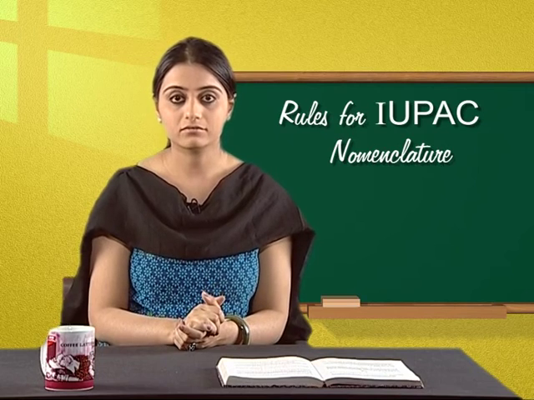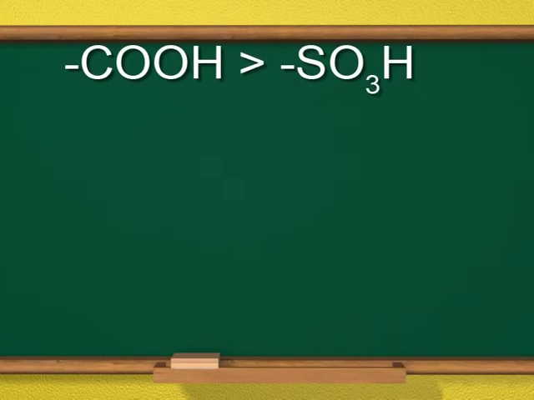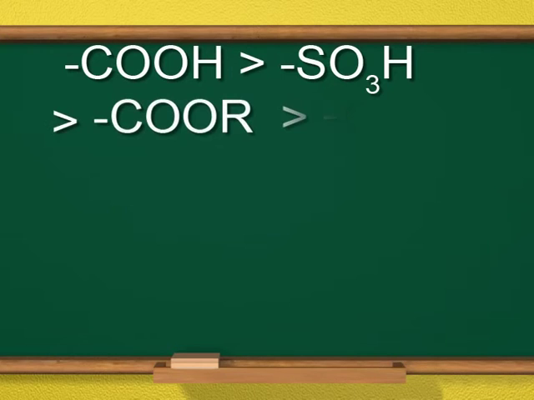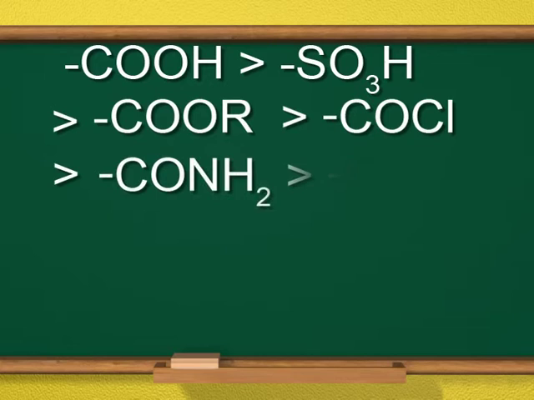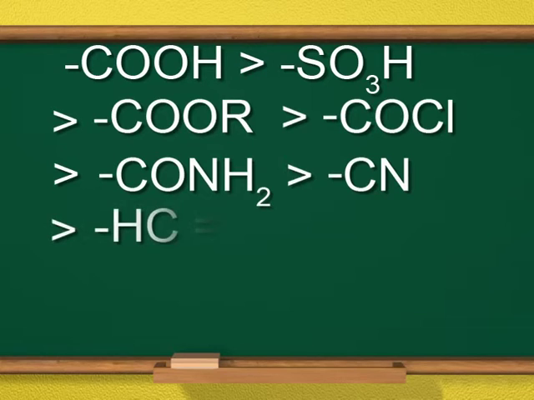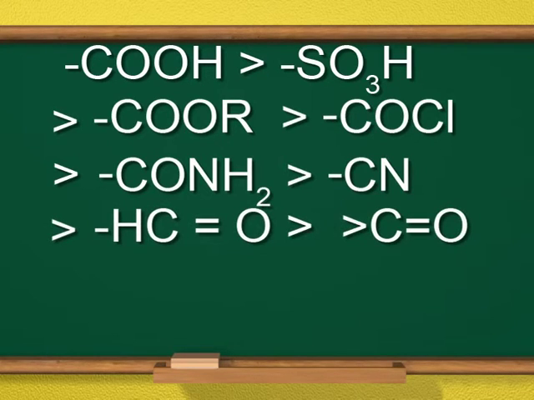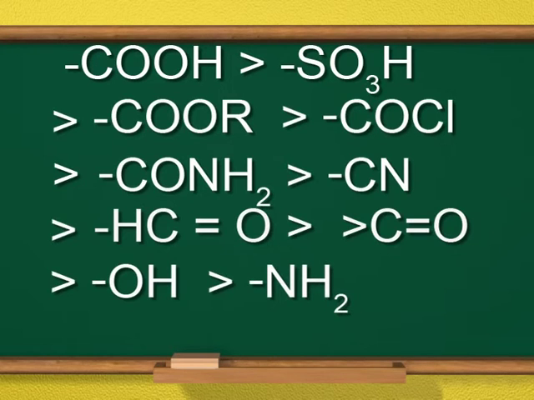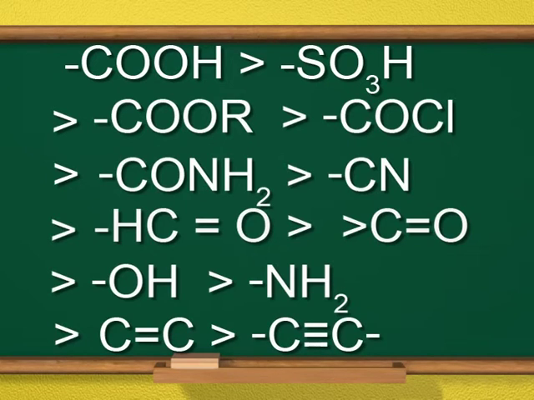Carboxylic acid gets greater priority than sulfonic acid, which in turn gets greater priority than ester, which gets greater priority than acid halide, which gets greater priority than amide. Amide in turn gets greater priority than nitrile, which gets greater priority than aldehydes. Aldehydes get greater priority than ketone, which in turn gets greater priority than alcohols, which get greater priority than amines, which get greater priority than carbon-carbon double bond, which gets greater priority than carbon-carbon triple bond.